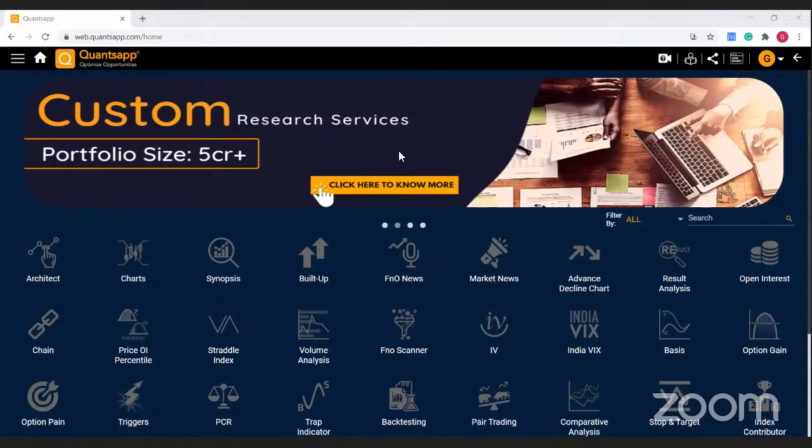I am Gaurav Dakate, and I'm an option trainer at Quantsapp. Today we are looking into the Quantsapp tools demonstration, and we will be taking the Quantsapp premium algorithm, the option optimizer, and along with that we will also see the index contributor tool.